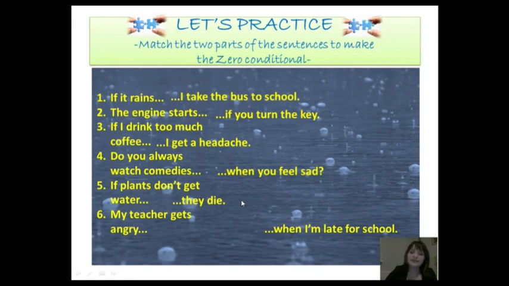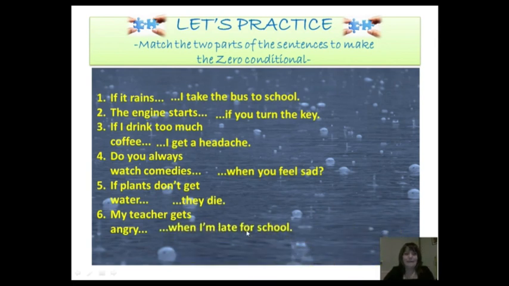And number 6. My teacher gets angry. Oh, when does my teacher get angry? When I'm late for school. Yes. My teacher gets angry when I'm late for school. Moja nastavnica se ljuti kada kasnim u školu. So children, don't be late for school, please.